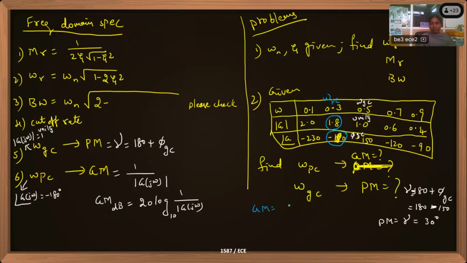So gain margin is 1 by modulus 1.8. This is the absolute value. When we want gain margin in dB, apply 20 log base 10 of 1 by modulus 1.8. This is gain margin in dB, and the earlier one is gain margin in absolute values. So that is how to calculate all these things when a table is given.